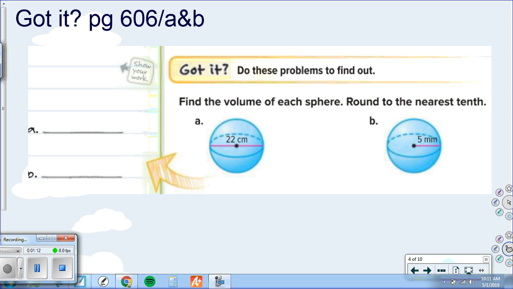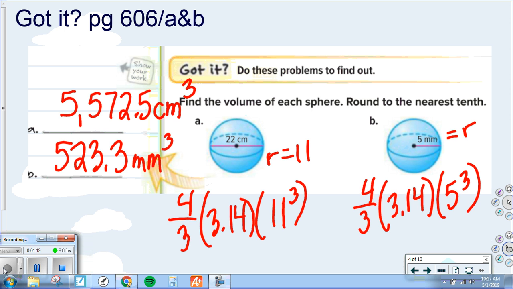Alright, turn to page 606 in your math books. You're going to do letter A and B. When you're finished, stand up. Alright, for letter A, they gave you the diameter, which is 22. You need to figure out the radius is 11. Substitute it into your formula, and you would have gotten 5,572.5 centimeters cubed. For letter B, they gave us the radius of 5, substituted in, and our answer should have been 523.3 millimeters cubed.